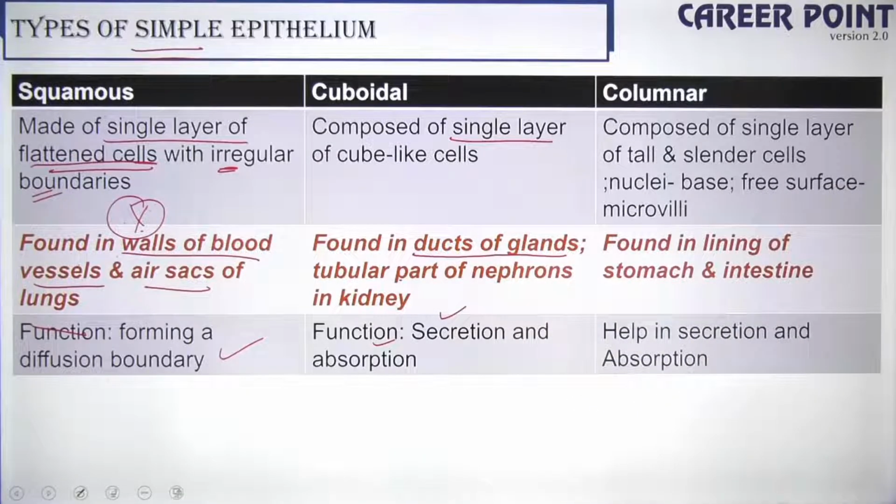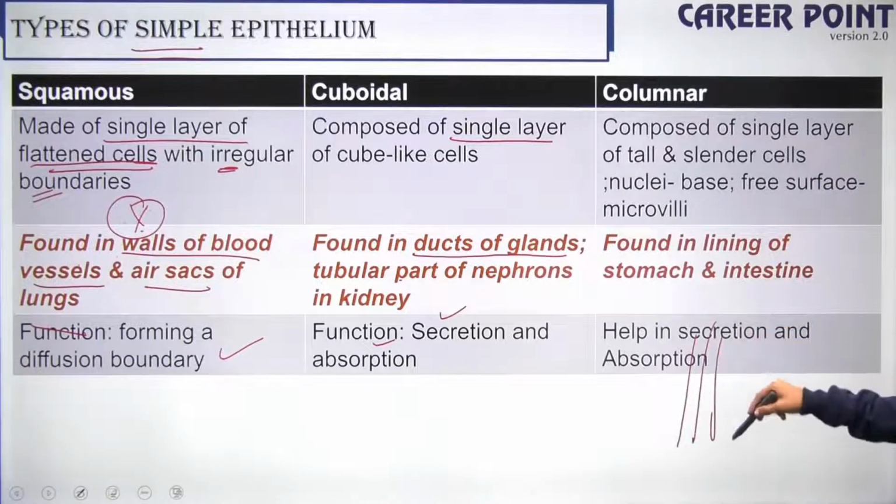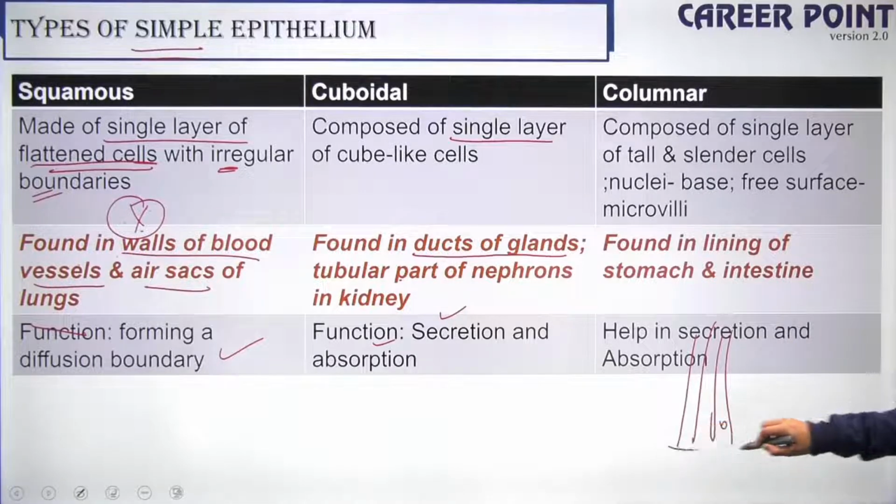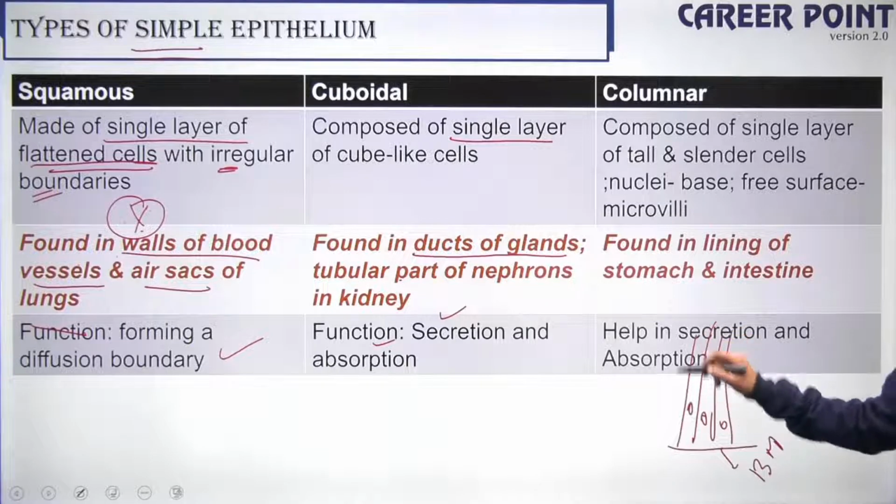Talking about your columnar epithelium, it is composed of a single layer of tall and slender cells. Okay, so it is columnar, right? It is something like this. Tall and slender cells. The nuclei are present at the base. It is attached to the basement membrane here, and the nuclei are present at the base instead of the top.